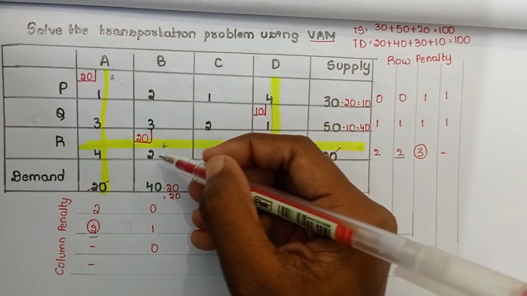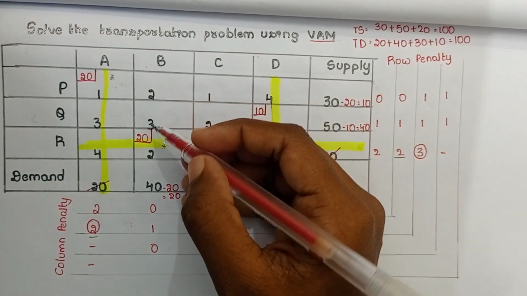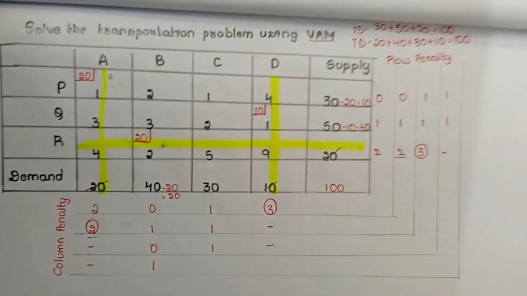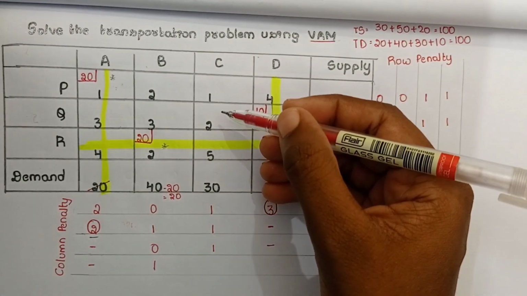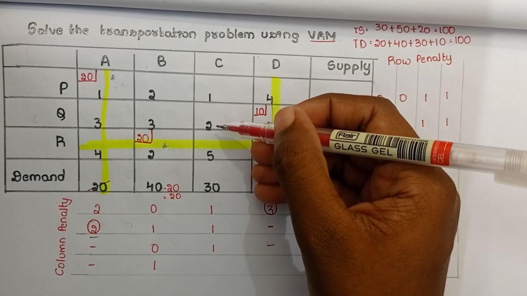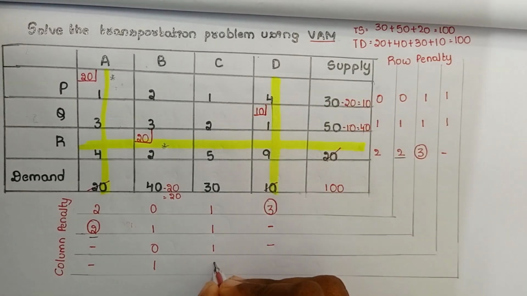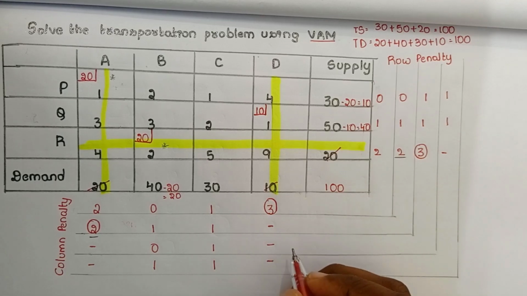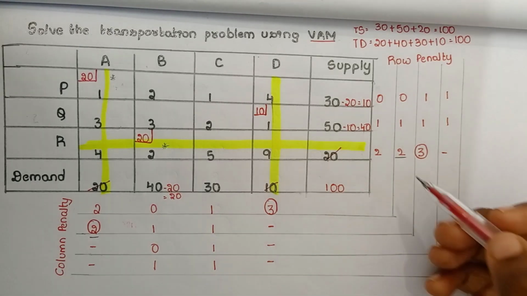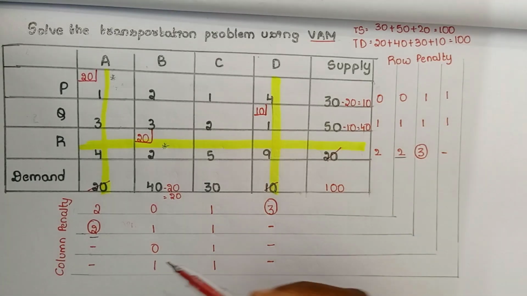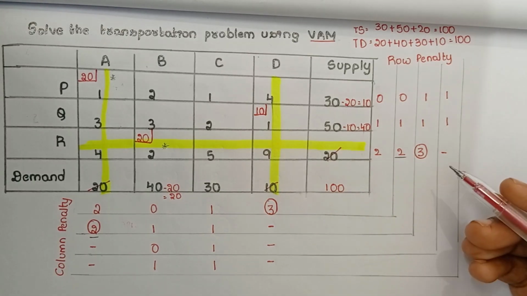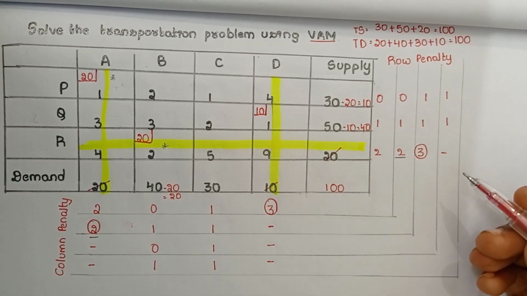So when we consider this column, the values are 2 and 3. So 3 minus 2 is 1. So in this column, the first least value is 1 and the second least value is 2. So 2 minus 1 is 1. Here this column is also nil. So we got the values of row penalty and column penalty 1, 1, 1, 1. So again we have to repeat the same procedure.